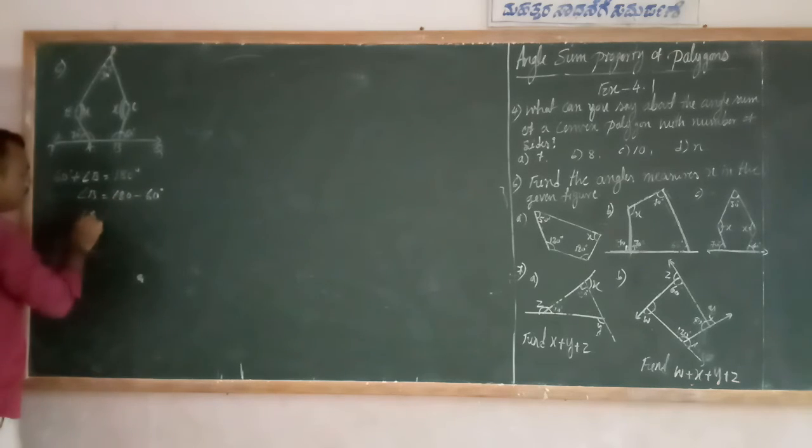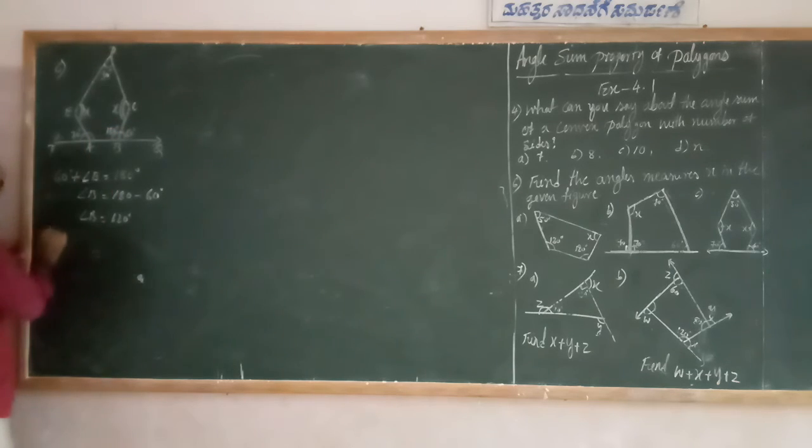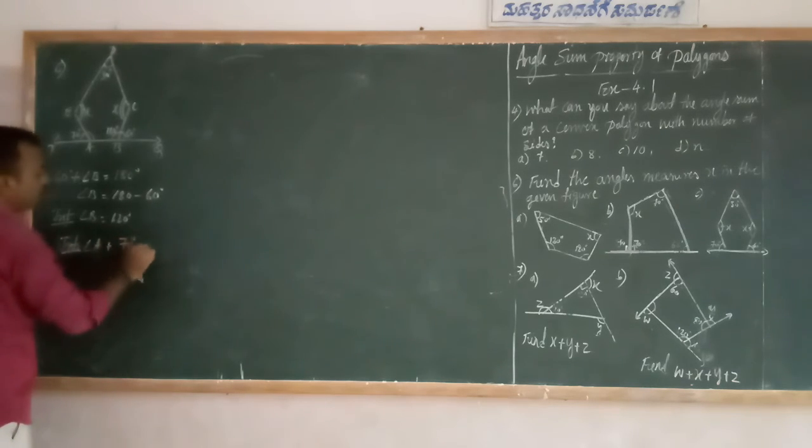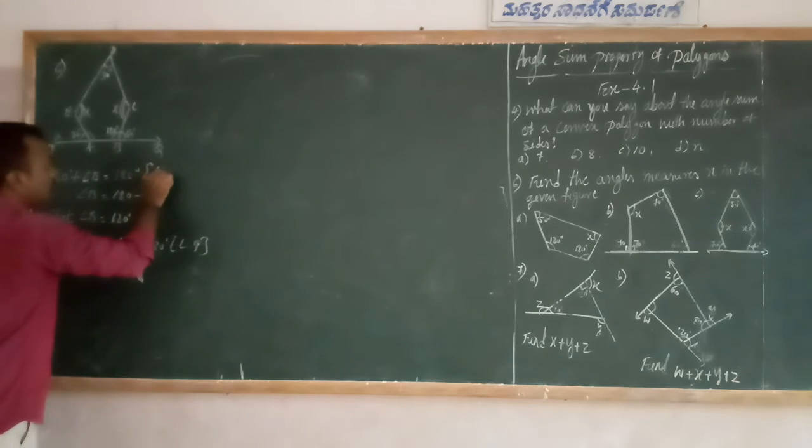So angle B is equal to how many degrees? 120 degrees. Therefore the interior angle B is 120 degrees. Like that, the interior angle A: interior angle of A plus 70 degrees is equal to 180 degrees. This is also because of the linear pair.